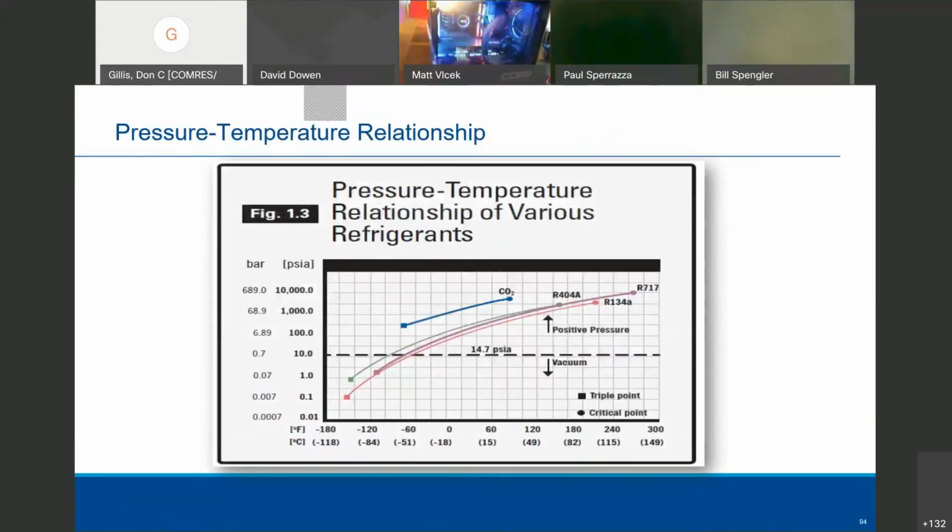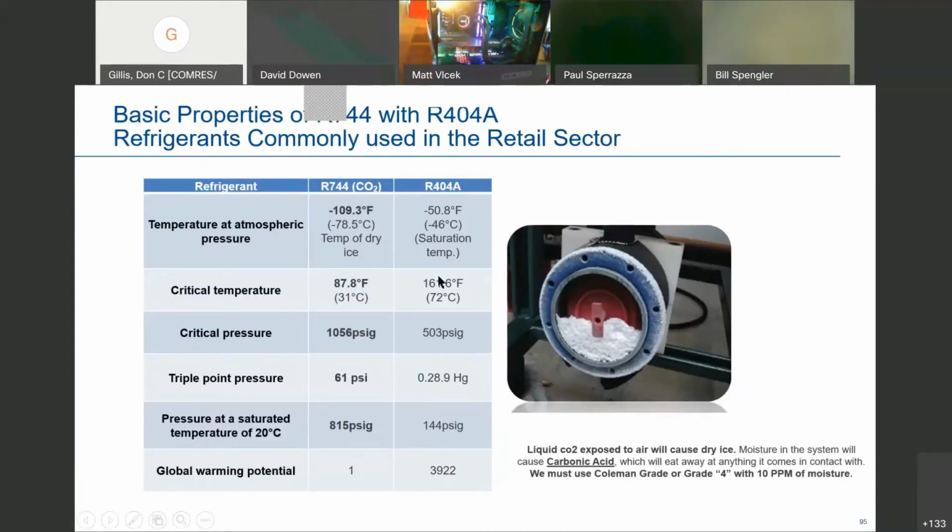Pressure temperature relationship, again, a very high triple point, a very low critical point. You can see what we're talking about here compared to the rest of them, 404A, 134A, 717, okay, above the atmospheric pressure. That's why it's a little more complex to use as a refrigerant. And by the end of this, hopefully you'll understand a little bit better. Again, minus 109 at atmospheric pressure, very, very cold.